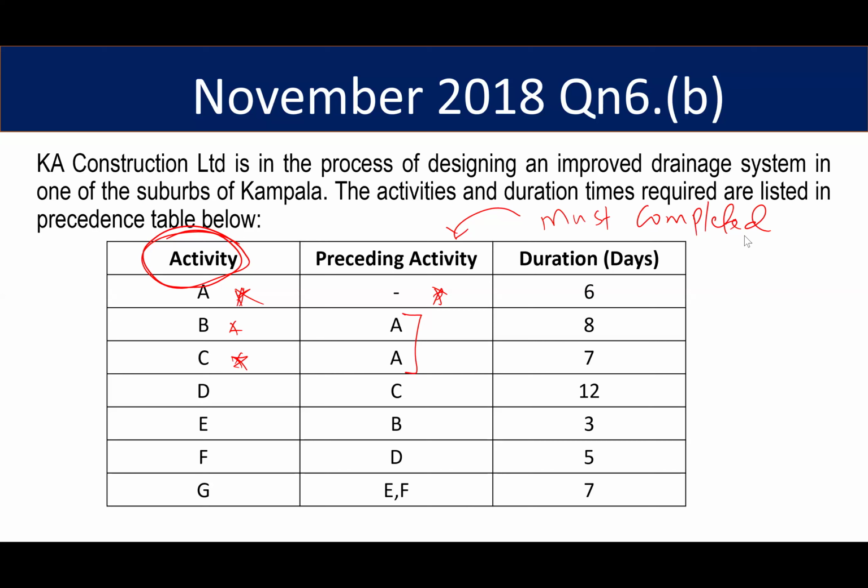Then we have activity D. Activity D must be started after C is completed. So you can never start on D unless C is completed. Activity E will be started after we have completed B. Activity F must be started after we've completed D. So these ones must be completed before we start on the next. That shows the interrelationship between the activities.